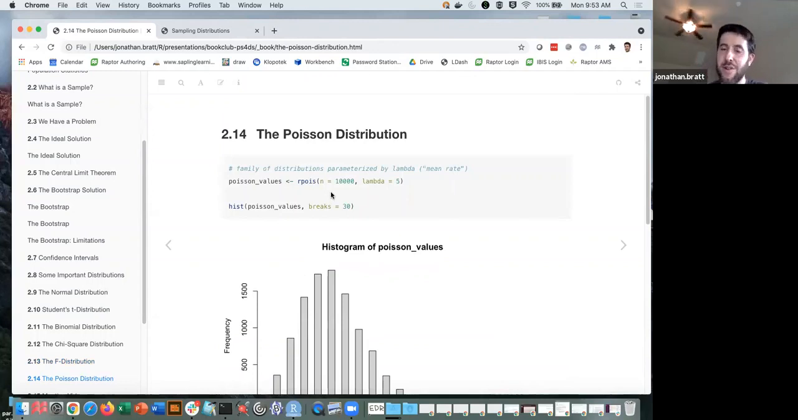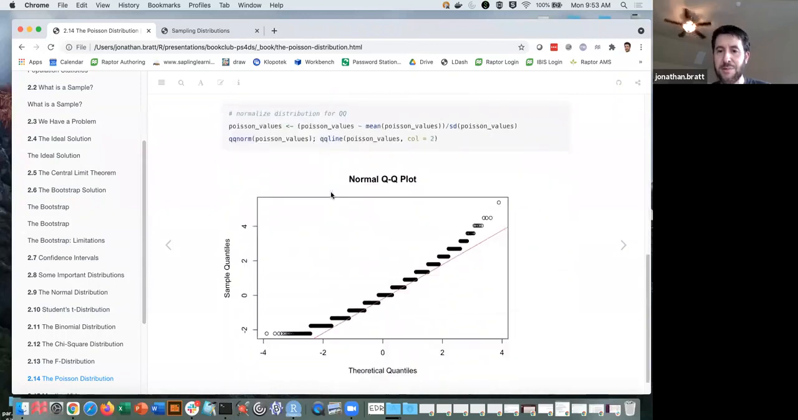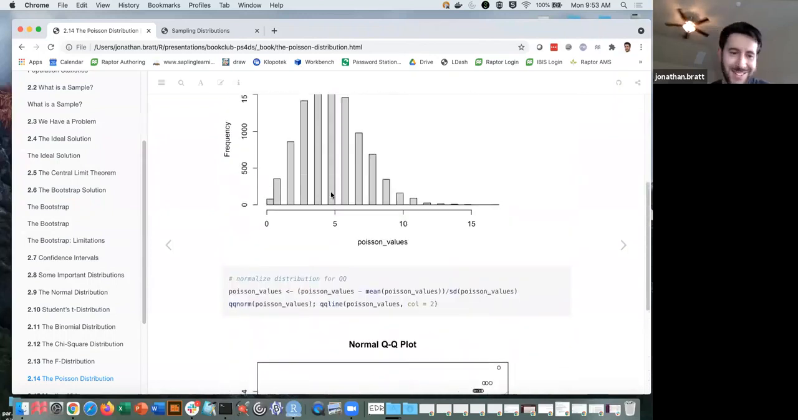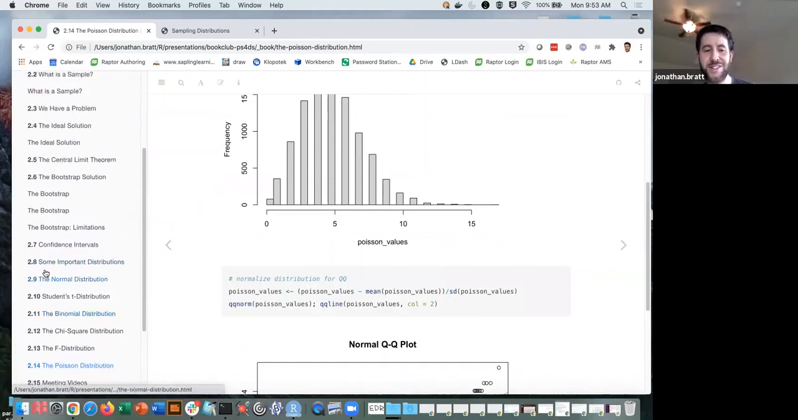And it's parameterized by lambda. This is a discrete distribution like the binomial. And in the right limit, it becomes pretty normal. And okay, I think the book had a few other distributions related to the Poisson.